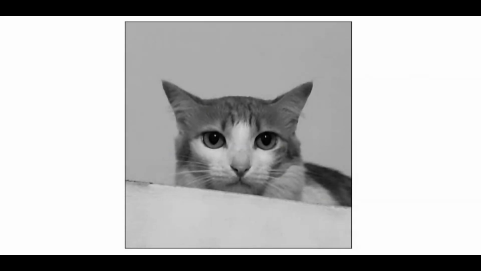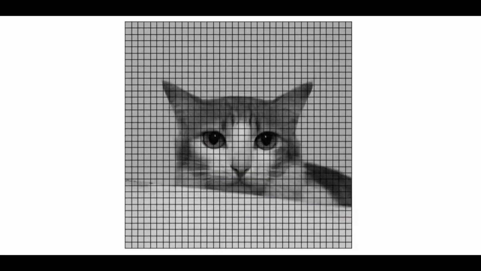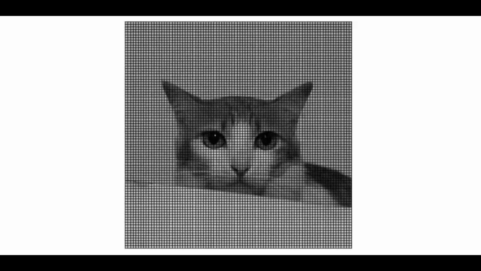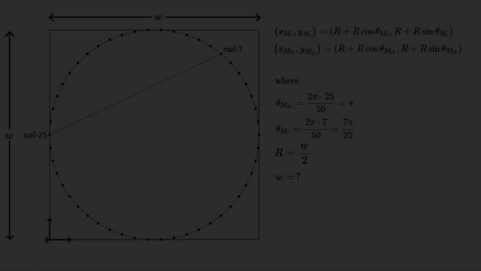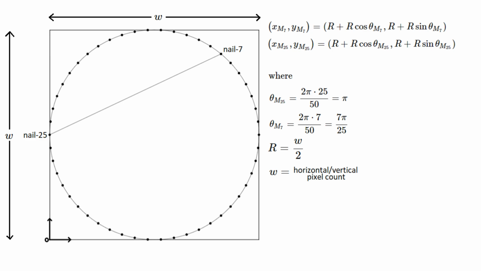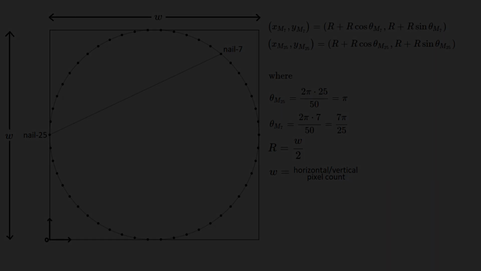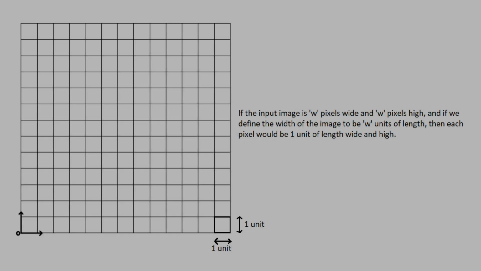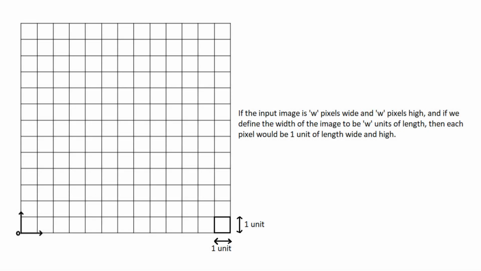Remember, a digital computer image is made of pixels, and any image is a certain number of pixels wide and a certain number of pixels high. So I am going to make a decision and say that the width of the image is equal to how many pixels wide the image is. This choice may seem arbitrary, and in a sense it is, but I think it is going to turn out well.